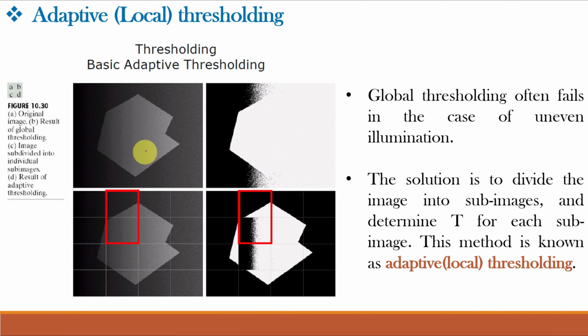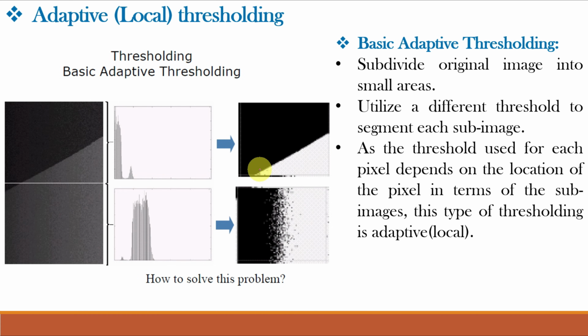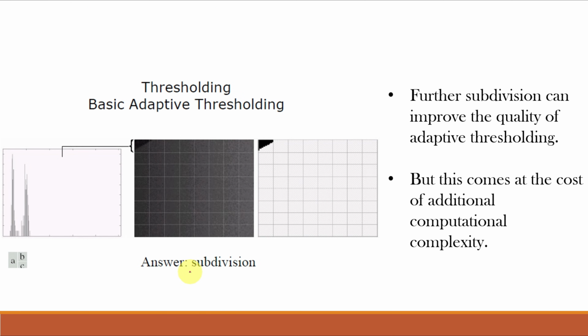So this is the original non-uniformly illuminated image. If we apply global thresholding, the result will be like this, which is a very unacceptable result. Hence, we subdivide the image like this into a number of sub-images and apply a threshold to each local region. The output that we obtain is like this. This result is better as compared to global thresholding, but we still have a problem over here. If we zoom into these two blocks, the histograms and the output obtained are like this. So how to solve this problem? The answer is further subdivision.